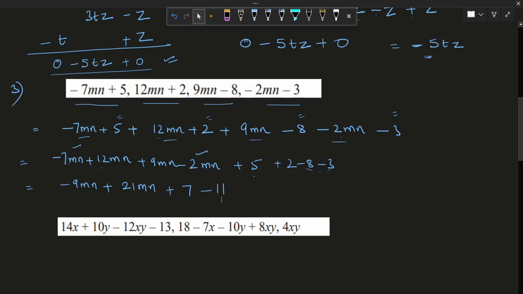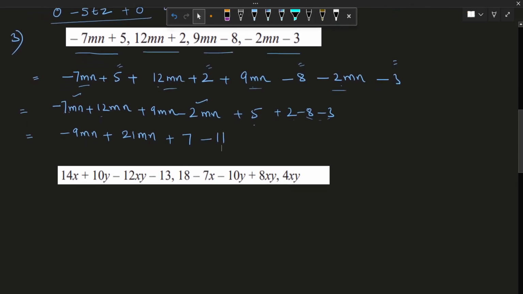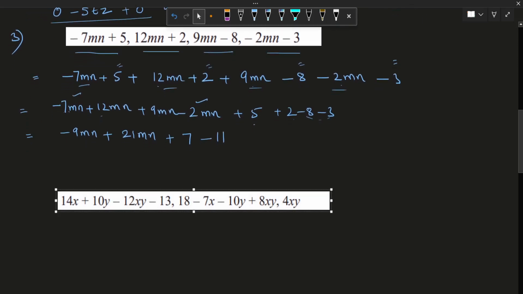Clear? Now what will be the next step? The next step is that I have to just solve that. Now one number is negative, another number is positive. What operation will I perform? I'll do subtraction. So 21 minus 9 will be how much? That will be 12. Okay. Then 7 minus 11 will be minus 4. So that is your answer. I hope it's clear. Fine.